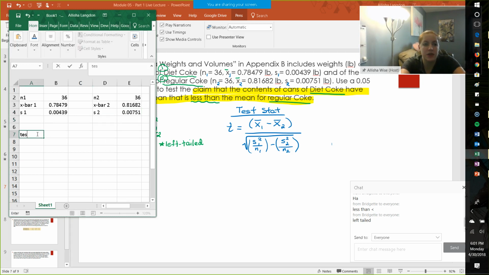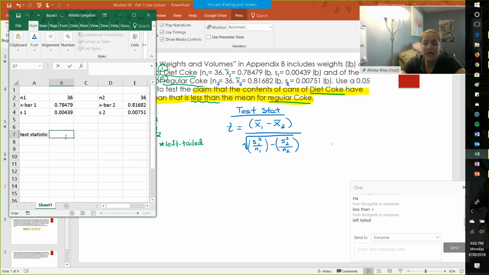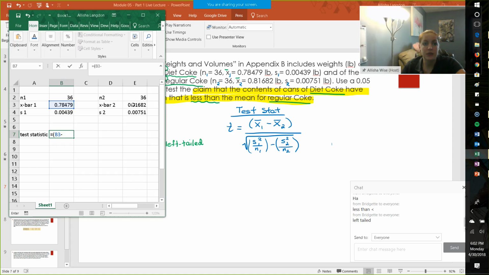Now I'm going to jump down here and type in my test statistic. In here, equals, the top goes in parentheses. So I'm going to choose x bar 1. Notice x bar 1 is up here. I just use my cell reference, and this makes it really nice and clean. So I'm going to select B3, where I have my x bar 1. Hit the subtract, and then choose x bar 2. So it's subtracting the two means. I'm going to divide it by the square root.